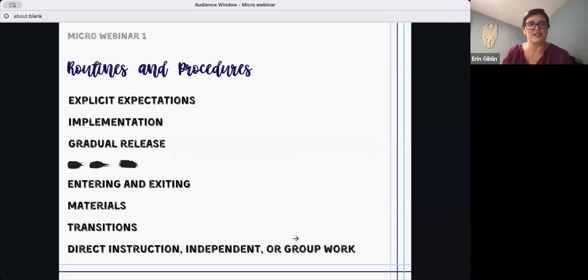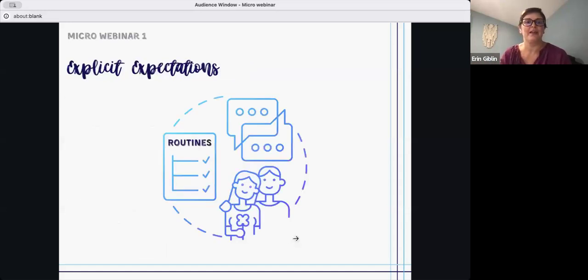In talking about routines and procedures, we're going to talk about the preparation to make things run smoothly. We're going to talk about those explicit expectations, and about implementation and gradual release. Those are all of the things to get our procedures up and running. And then we're going to talk about 4 different great first days procedures that you could consider implementing in your classroom.